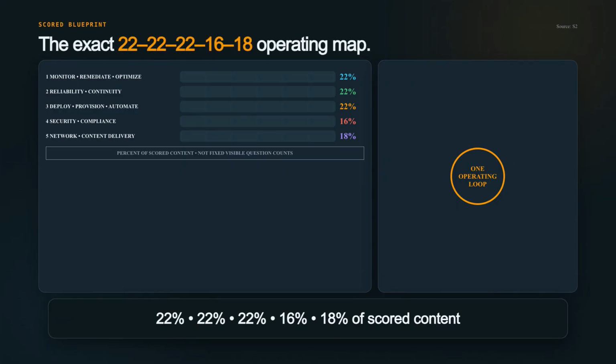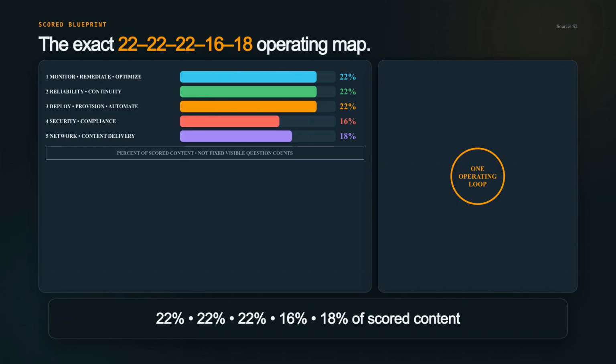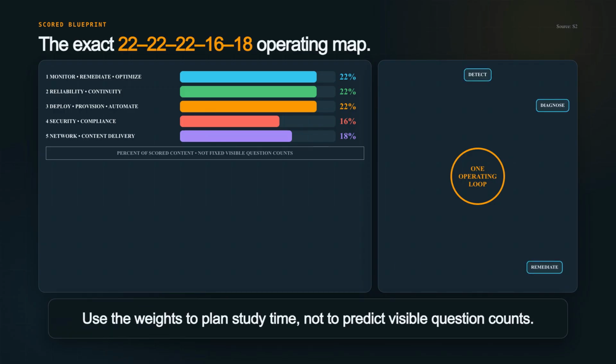3 domains each carry 22% of scored content: monitoring and remediation, reliability and business continuity, and deployment and automation. Networking carries 18%, while security carries 16%. These weights do not translate into fixed visible question counts, because the unscored questions are mixed in. Think of the blueprint as one loop: detect, diagnose, remediate, recover, and prevent the same failure from returning.